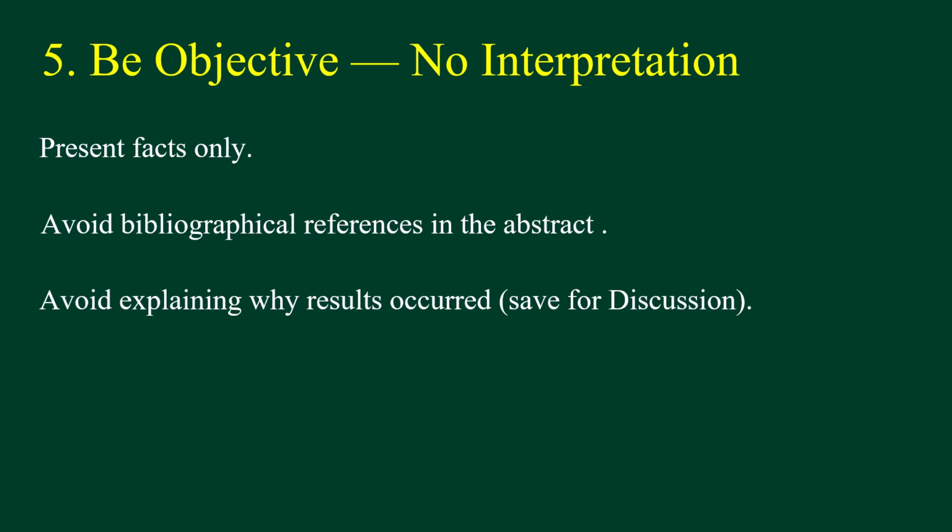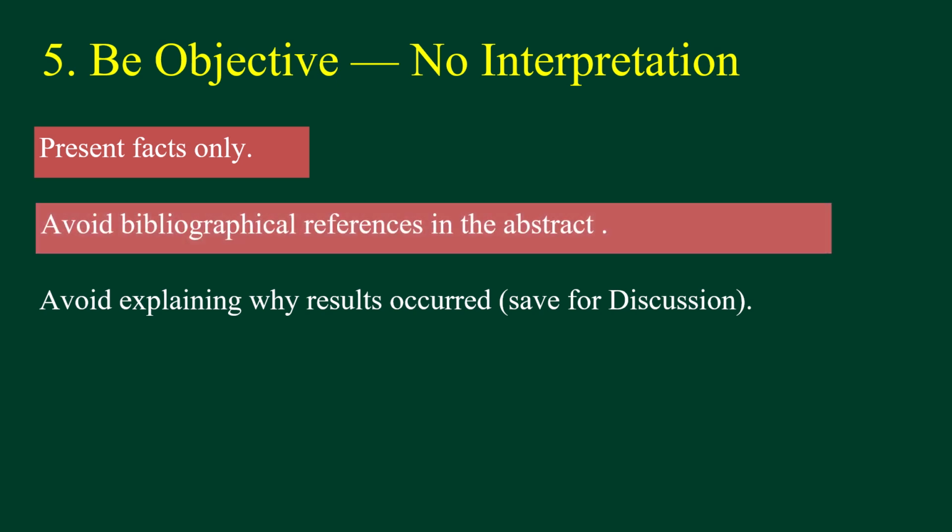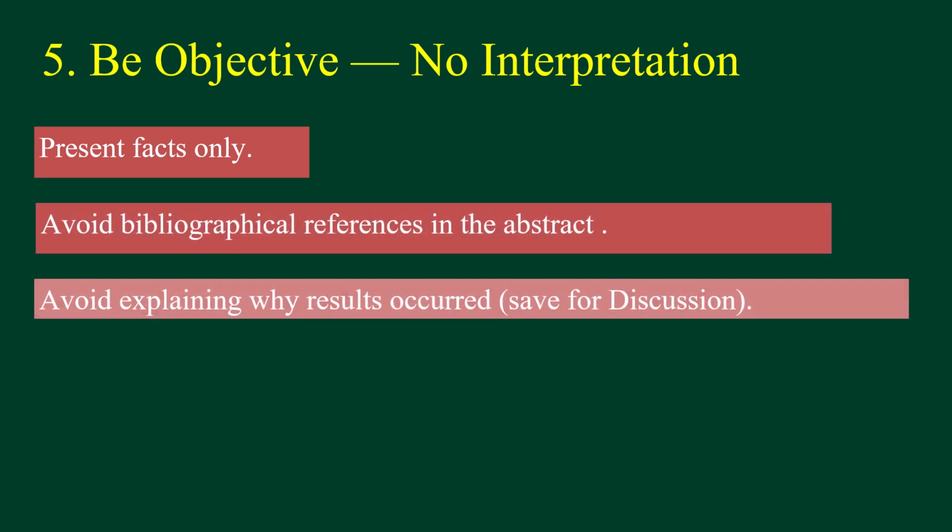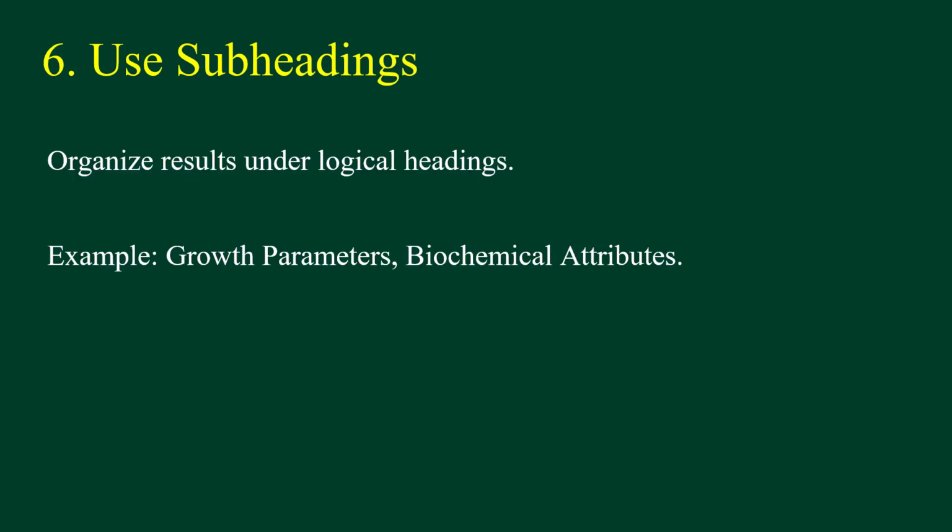Now, number 5 is to be objective, with no interpretation. The results should be only factual. Do not explain why they occurred, because this should all be given in the discussion section. For example, cadmium treated plants showed a 40% reduction in protein content. But do not say this: this reduction occurred because cadmium inhibits enzyme activity. Leave this part for the discussion.